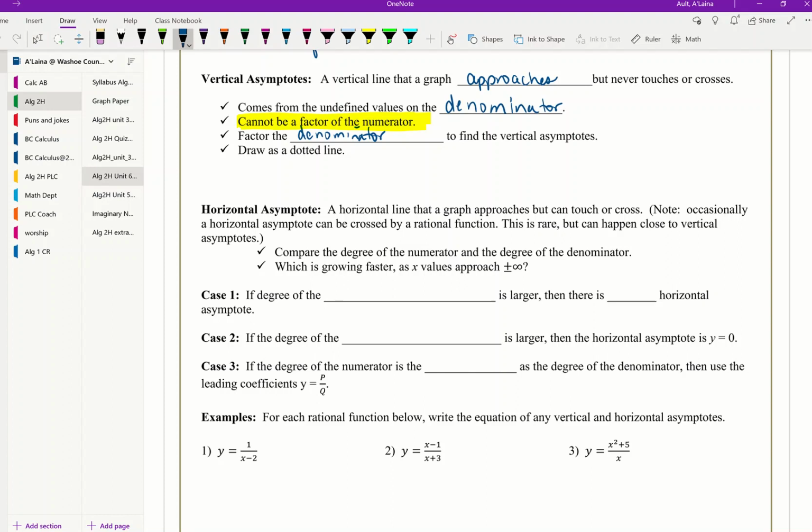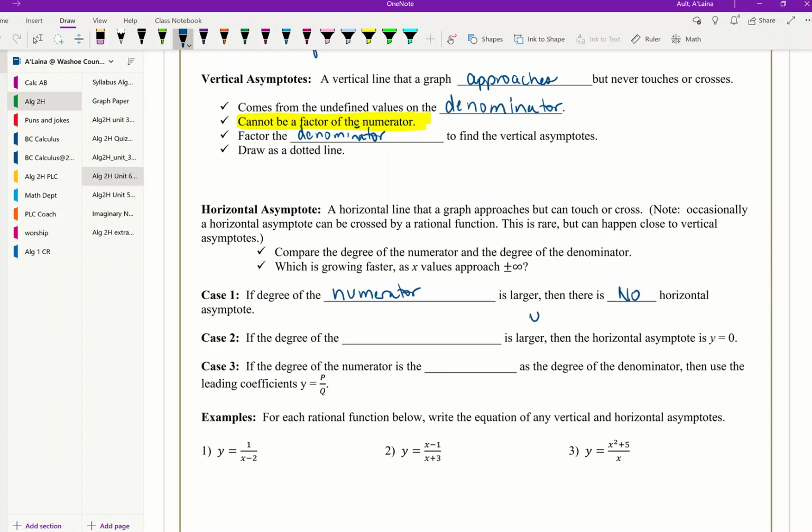To find a horizontal asymptote, we're going to compare the degree of the numerator and the degree of the denominator. Basically, what we're trying to do is see which one's growing faster as we approach very large values. That's going to help us decide what's happening on the ends, and remember, we saw before that our end behavior was our horizontal asymptotes. Well, the first type of situation, there are three, is that if the degree of the numerator is larger than the degree of the denominator, then there is no horizontal asymptote.